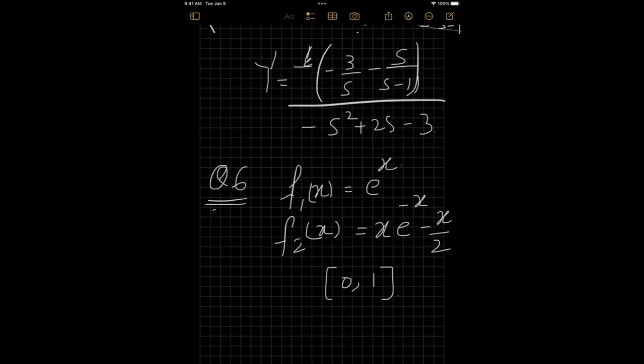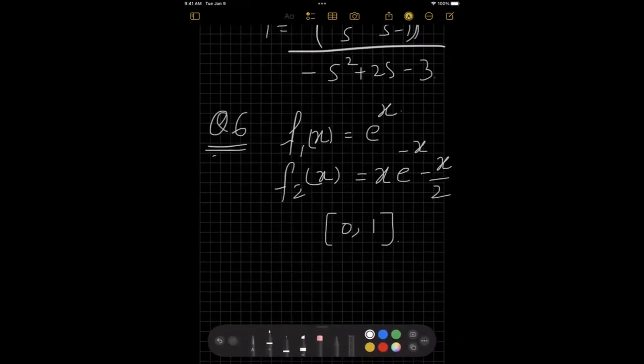If we go for the orthogonal method, if you remember, we have the formula for f1, f2. We take the integral between the limits, our interval, of f1(x) multiplied by f2(x) dx. If it equals 0, they are orthogonal. If it is not equal to 0, they are not.